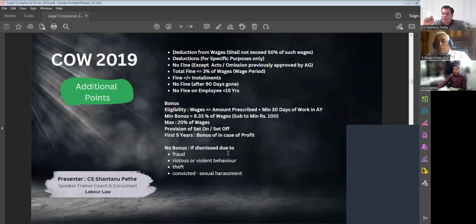No bonus will be admissible if a person has committed any fraud, riotous or violent behavior, theft, or has been convicted for sexual harassment. In these cases, he will not be able to claim the bonus. Minimum wages is considered as the gross salary, plus basic plus VA. Now, we won't talk about this because last time we discussed it elaborately. Bonus will be calculated on the minimum wages as per the state, rupees 7,000. Please advise. Now that 7,000 is actually gone. Now it is actually 21,000 rupees. That is the limit which is applicable today.